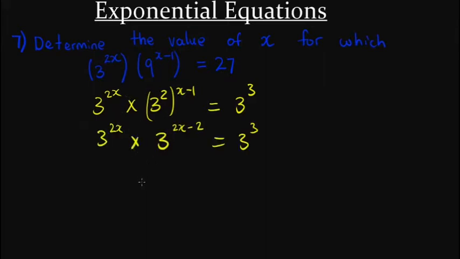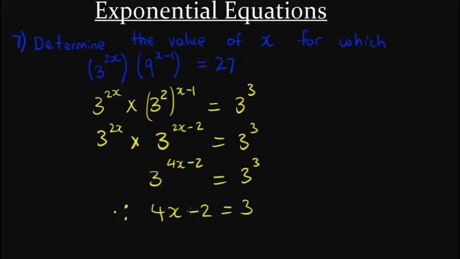So we cannot go ahead and equate the powers because the left-hand side over here is not simplified. Right? So we have two terms, same base being multiplied, so we can add the powers. So when we add the powers, 2x plus 2x gives us 4x because they are like terms, minus 2 is equal to 3 cubed. So now we can go ahead and equate the powers. So 4x minus 2 is equal to 3.